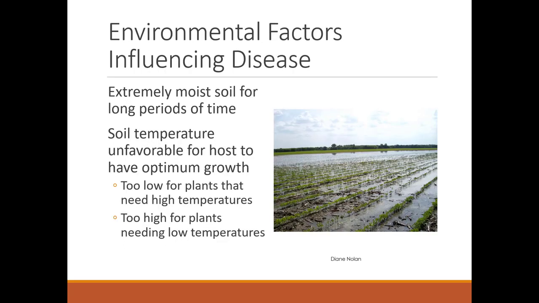So extremely moist soil for long periods of time is going to help this disease to take hold. Soil temperature, if the soil temperature is too low for the plants that need high temperatures, they're going to be more susceptible. If the soil temperature is too high for plants that need low temperatures, they're going to be more susceptible to these diseases.